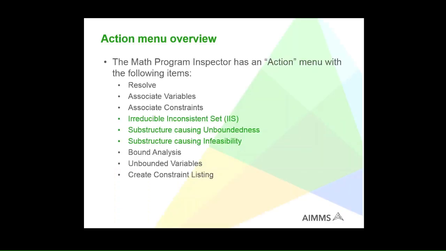So we've seen the tabs, the navigations, and then the next step is some action menus. There's an action menu and it has a number of items. We already saw the resolve. We saw the associated variables and associated constraints. But there is also the ability to calculate an IIS, the substructure causing unboundedness, substructure causing infeasibility, and I will go a little bit more in detail because these are very key in finding out problems in your model. And then there's bound analysis and unbounded variables in constraint listing.